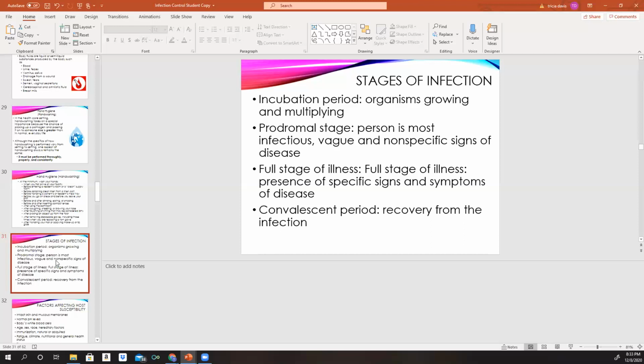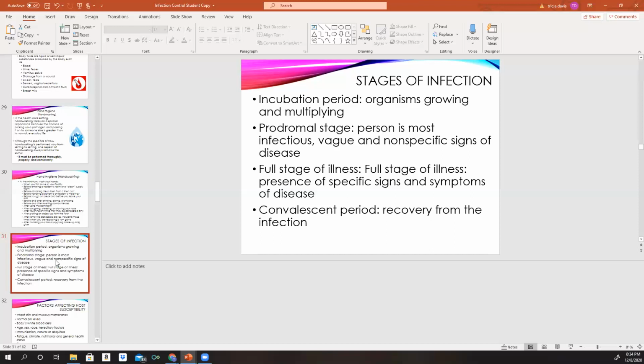Now we have the third stage, which is the full stage of infection. The presence of specific signs and symptoms indicates the full stage of illness. The type of infection determines the length of the illness and the severity of the manifestations. Symptoms that are limited or occur in only one body area are referred to as localized symptoms, whereas symptoms manifested throughout the entire body we call systemic symptoms.